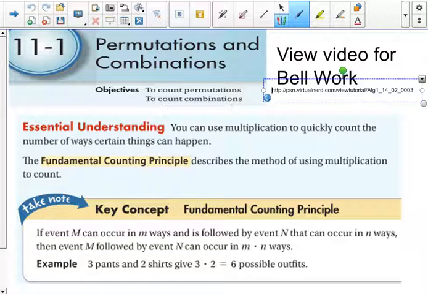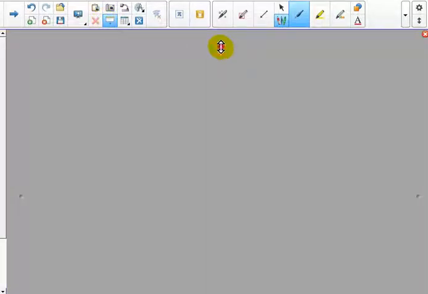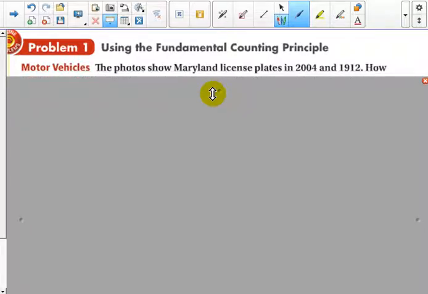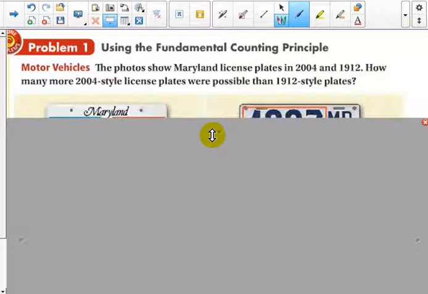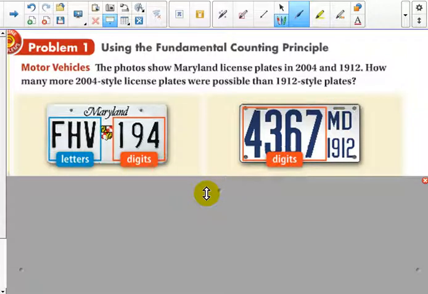Any questions? Okay, look at 11-1 on your workbook, and it says, let me do this next example first. Sorry, let's look at this first. Using this principle in motor vehicles, it says the photos show Maryland license plates in 2004 and 1912. How many more 2004 style license plates were possible than the 1912 style plates?